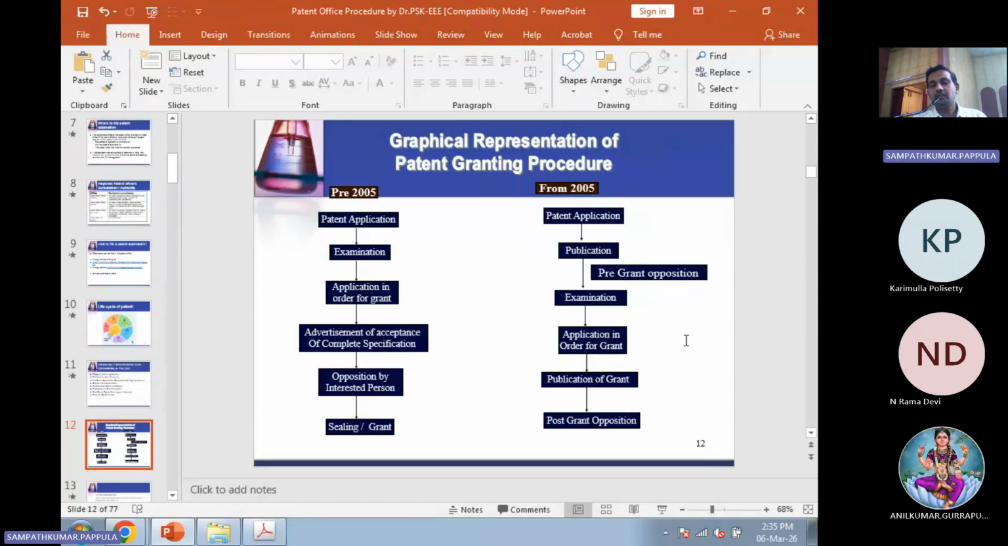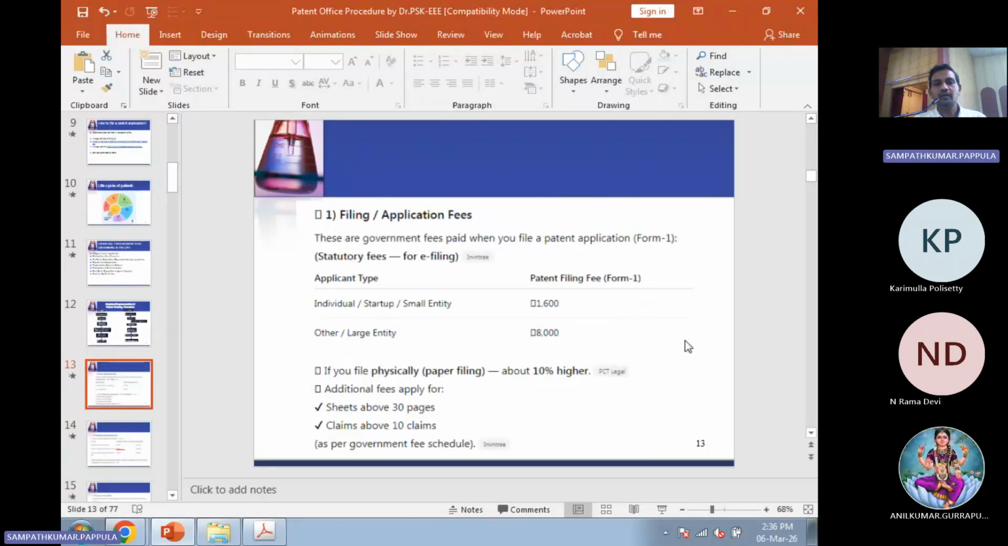After the publication, you require the pre-grant oppositions also. That means it is added by some exam. After completion of this only, the examinations and applications, finally you will get the grants. Okay, so that's why I already told you it is very, very difficult to get the grant for your idea. Not that easy, right?